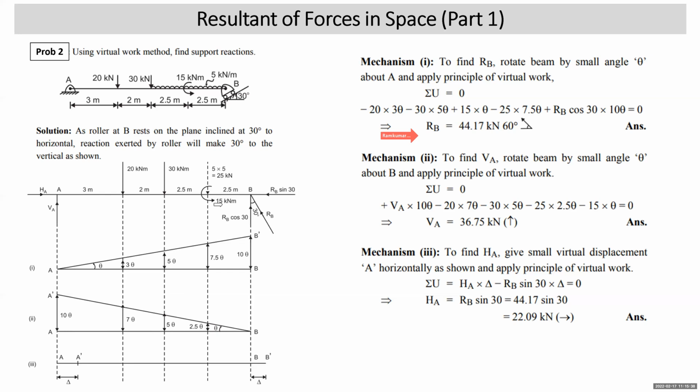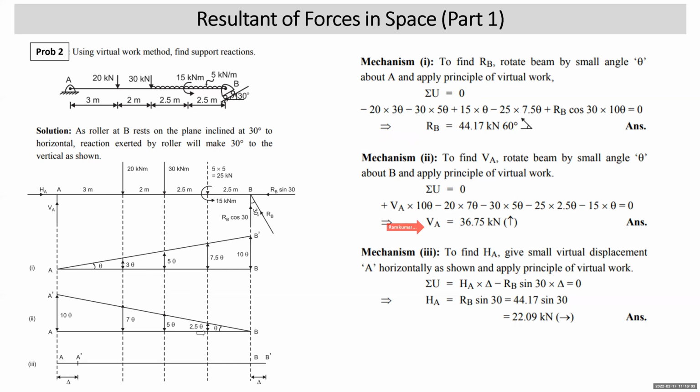Work done by the moment will this time be negative. Why? The moment is anti-clockwise and you are rotating the beam clockwise, so work done by the moment will be negative. That is minus 15 into theta. Whereas in the previous mechanism, the moment was anti-clockwise and the rotation was anti-clockwise, so work done was positive. You can see that plus 15. So this way, if you solve it, theta gets cancelled from all terms, and you get VA.